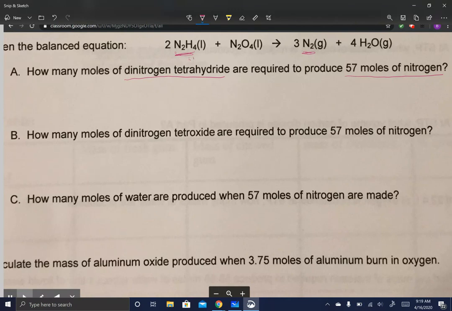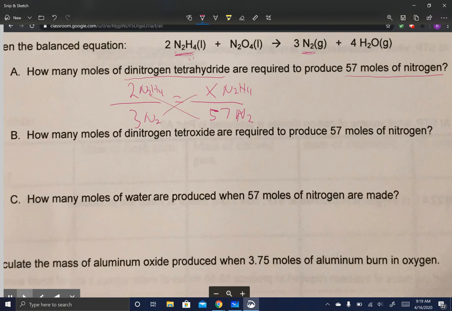So I know 2 to 3, right? I know 2 moles of this will produce 3 moles of that. Question wants to know how many moles of this if I want to make 57 moles of N2. Right? So here's my N2H4. Here's my N2. N2H4. N2. So I know 2 makes 3. How many do I need? If I'm going to increase this 3 to 57, I'm going to have to increase this significantly.